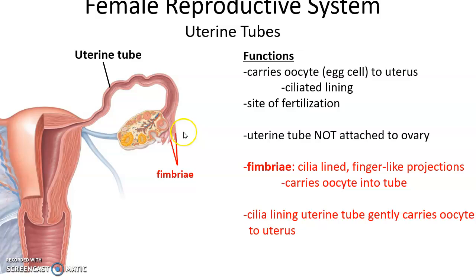The uterine tubes have these little finger-like structures that are covered with cilia called fimbriae. The fimbriae help to generate that current that helps to carry the oocyte into the uterine tube and eventually to the uterus.